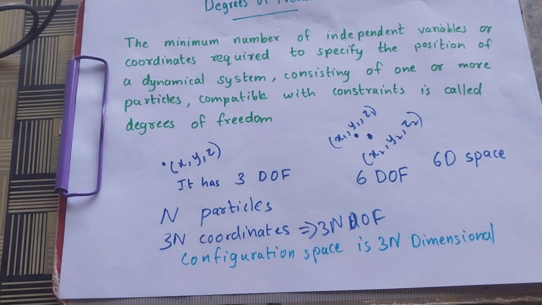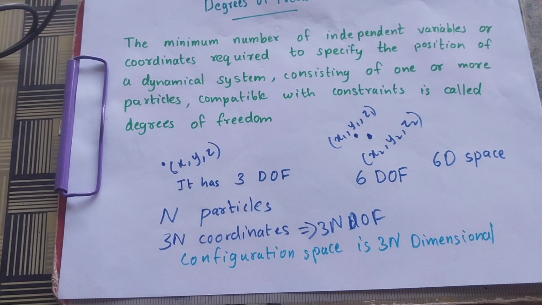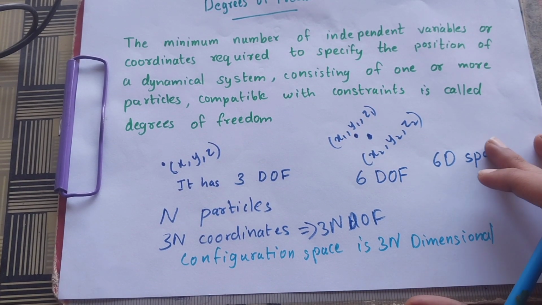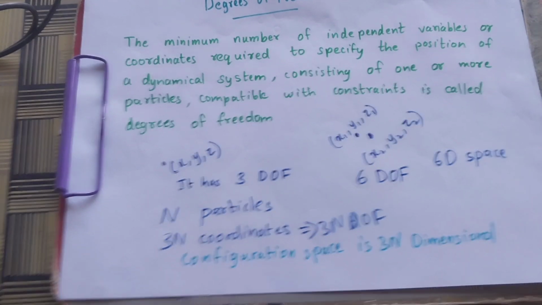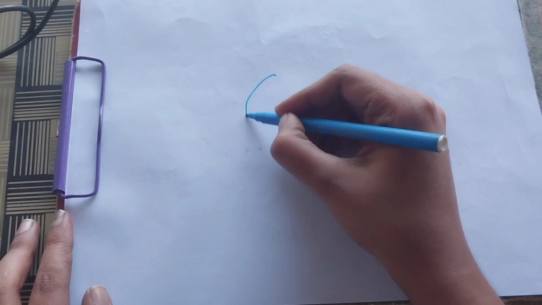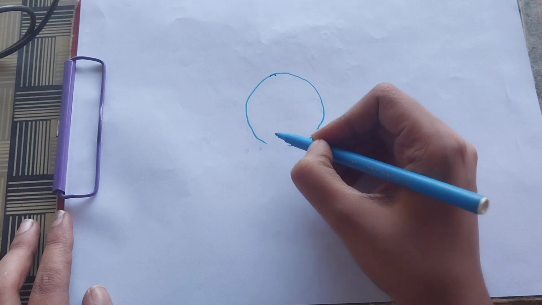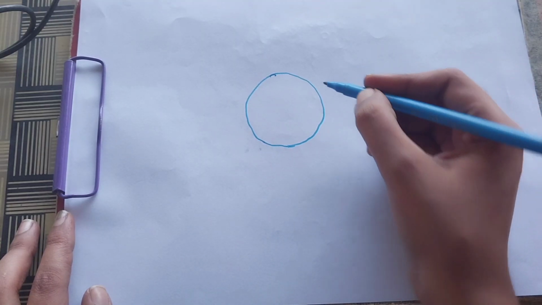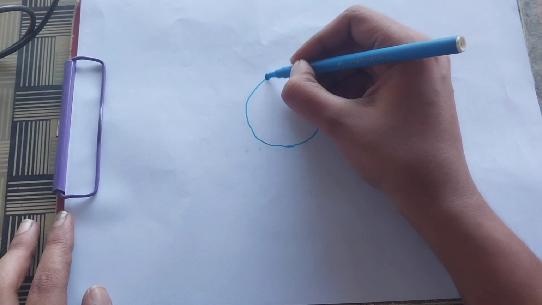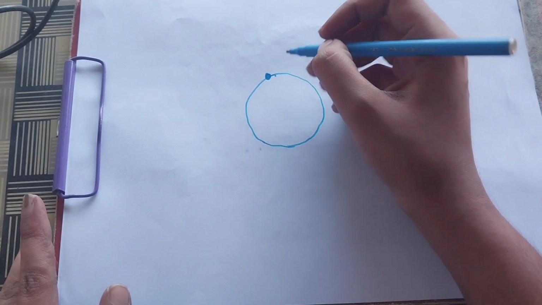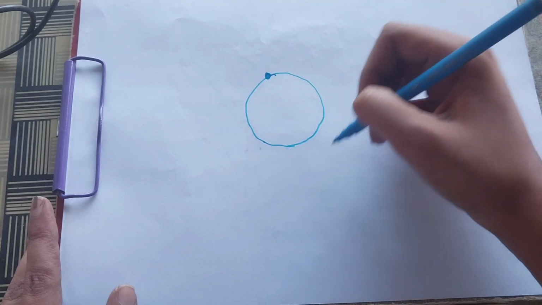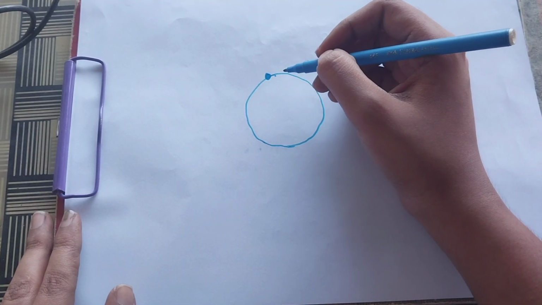Now if there are constraints, the number of degrees of freedom of that system will reduce. What are constraints? It's basically a restriction in the motion of that system. Now consider a particle moving in a circle. This is a circle, my drawing is not that good, and here there is a particle. This particle is constrained. This particle is restricted to move only along the circumference of this circle.